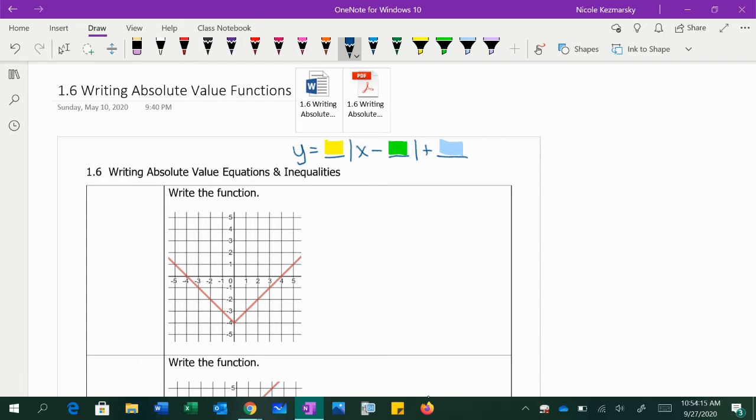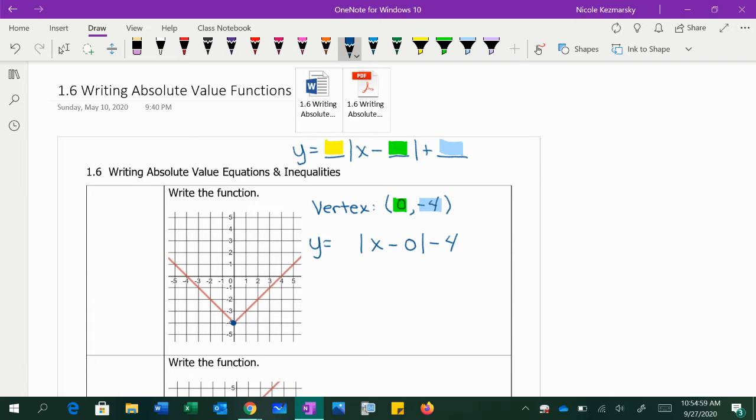We're going to start by finding the vertex. The vertex is that sharp point, in this case down at the bottom. And so if I try and find the coordinate of the vertex, it looks like 0, -4. Well, the 0 is going to go in the green blank, and the -4 is going to go in the blue blank. So when we start to write this, we're going to say y equals, I'm going to leave some space just in case, absolute value of x minus 0 minus 4.